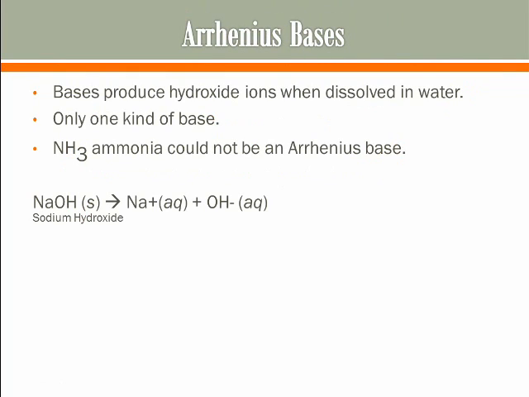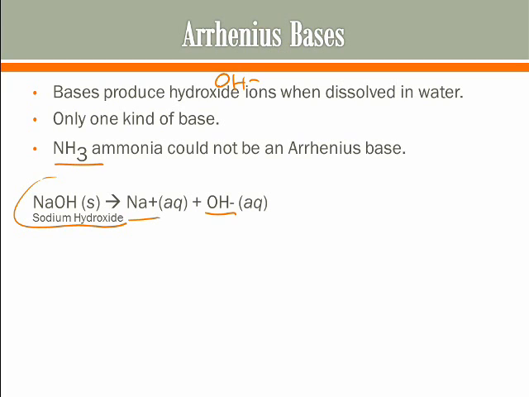Now, what's an Arrhenius base? It's a base that produces hydroxide ions when dissolved in water. So a hydroxide ion is OH minus. So for example here, this is sodium hydroxide, and when it dissociates, it's a solid, but when it's in water, it will dissociate into a sodium ion and a hydroxide. Only one kind of base.